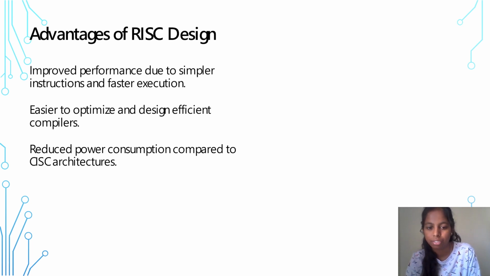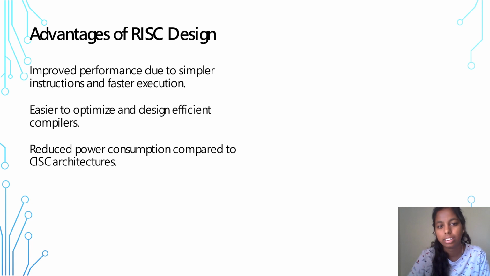Let's see the advantages of RISC design. Improved performance due to simpler instructions and faster execution, easier to optimize and design efficient compilers, reduced power consumption compared to CISC architectures. In RISC, even simple instructions can be executed fast, and it is also efficient to compile and to debug any errors, easier to optimize, with reduced power consumption.